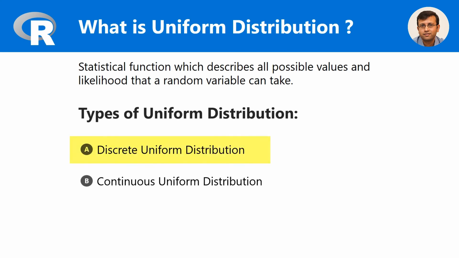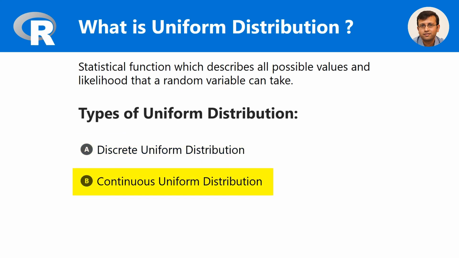The possible result of rolling a dice provides an example of discrete uniform distribution. It is possible to roll any number from 1 to 6, but it is not possible to roll 2.5 or 4.8. Therefore, rolling a dice generates a discrete distribution with probability of 1 by 6th for each outcome.